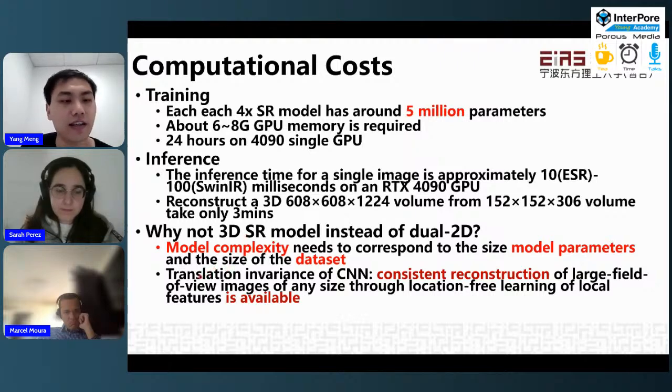The second concern is the translation invariance of the CNN architecture. So what is translation invariance? For example, while training, we can separate the image into very small inputs, and while inferring, we can feed a very huge image as the input. So the CNN can be used for consistent reconstruction of large field of view images at any size through location-free learning. That's why we train the dual 2D model: we can feed a very huge input and create an extremely huge output, so that after slice by slice generation, we can finally create very huge 3D volumes.